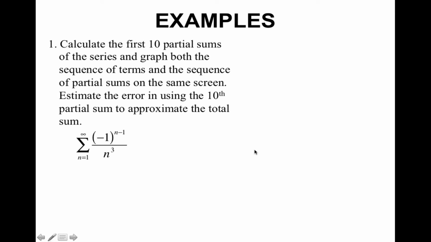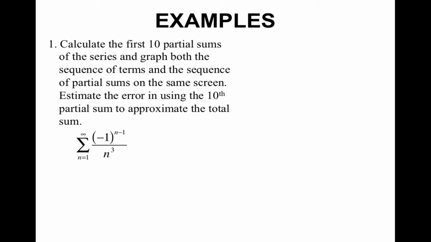So let's take a look at an example. We want to first calculate the first 10 partial sums of the series and graph both the sequence of terms, the a sub n, and the sequence of partial sums on the same screen. You'll want to do this with the graphing calculator. And we want to estimate the error in using the 10th partial sum to approximate the total sum.